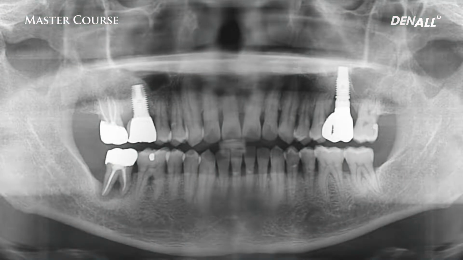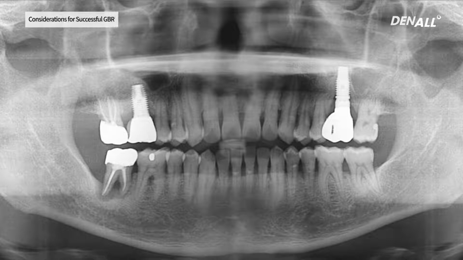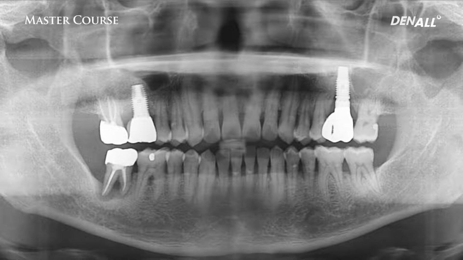Why do we need GBR? It is well shown in this image. As you can see, in number 16 and 26, implants are placed. The implant in 26. When I first learned implant, I only focused on placing implants where bone was. And the implant in number 16, I did appropriate GBR and completed the case.